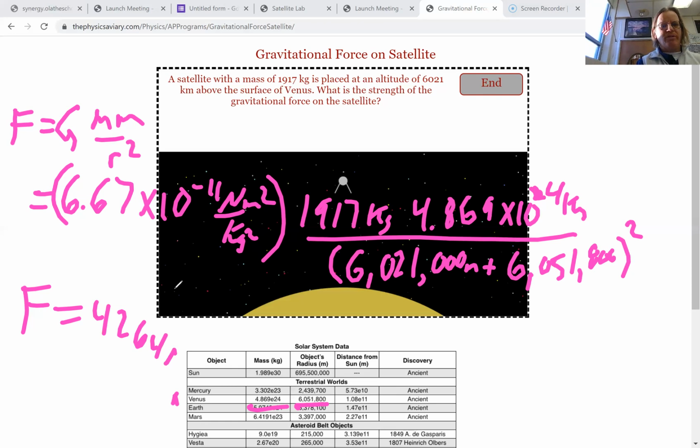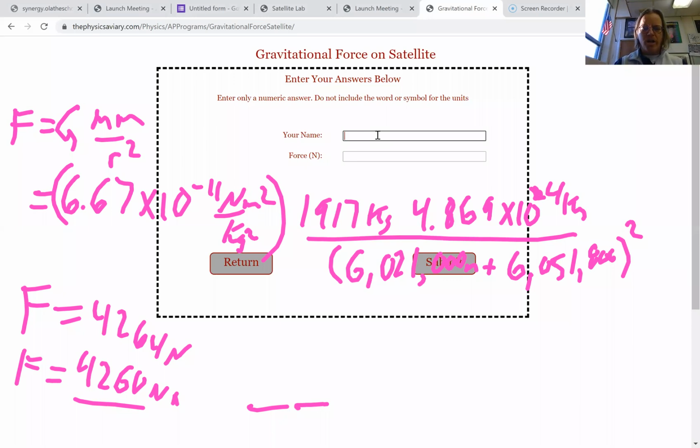4,264. I only have 3 sig figs, so I'm going to go with the force of attraction of 4,260 newtons. That's my final answer, guys. 4,260. So I'm ready to end this madness and put my name in there. And my force is 4,260. And it's in newtons, so I'm done and submit.